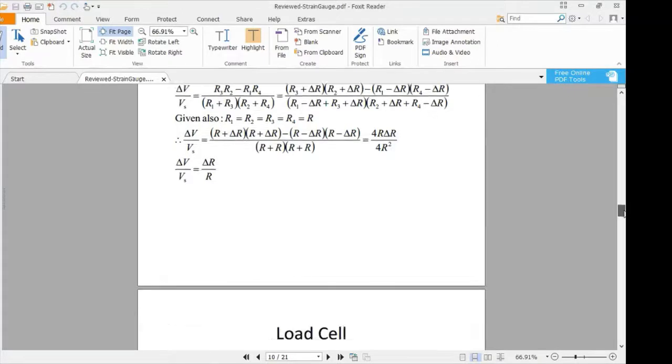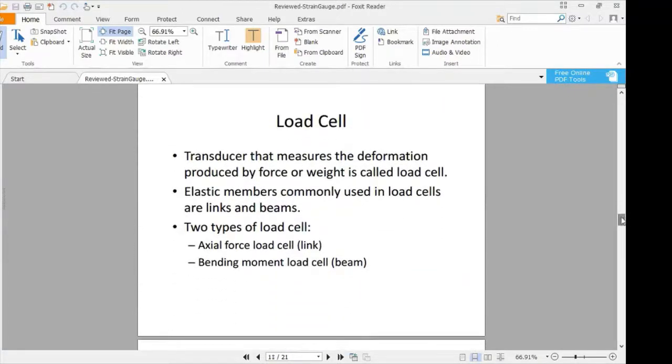The examples that we have seen so far are related to the measurement of strain, but in real life we are more interested in the measurement of force. Therefore, a load cell is required. A load cell is a transducer that measures the deformation produced by force or weight. This transducer is made from a very simple structure, with the strain gauge attached firmly onto the structure.